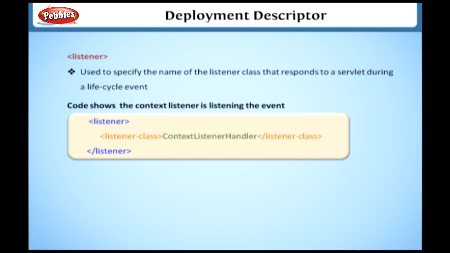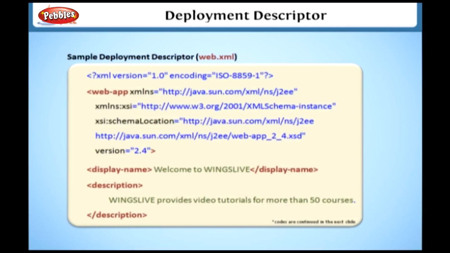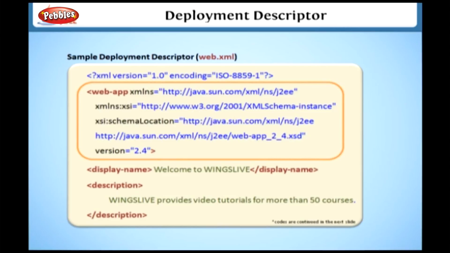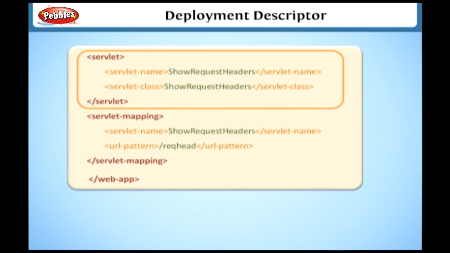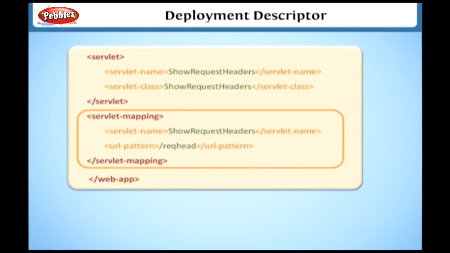So far we have discussed the elements of the deployment descriptor. Here is the sample deployment descriptor file, i.e. web.xml. Here, the first line describes the version of XML, and the next line shows the web-app element, which has many attributes to define the document. We will discuss this later. Next, in this web application, we deployed a servlet, ShowRequestHeaders. So here we define the servlet and a URL mapping for that servlet.